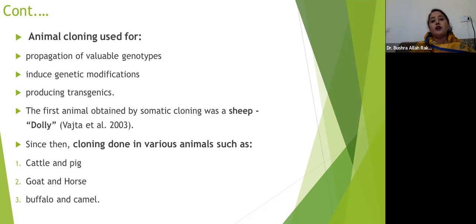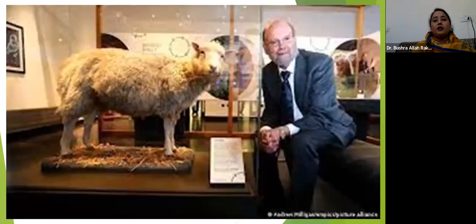So animal cloning can be used for the propagation of valuable genotypes, and they include genetic modification, that we can do genetic modifications. We want to have various animals according to our own desire, like we need an increased milk yield, somatic growth, and early growth even. And cloning has been done in various animals like cattle and pig, goat and horse, buffalo and camel, and many. This is Dolly. Here you can see that this was the first animal that was cloned.